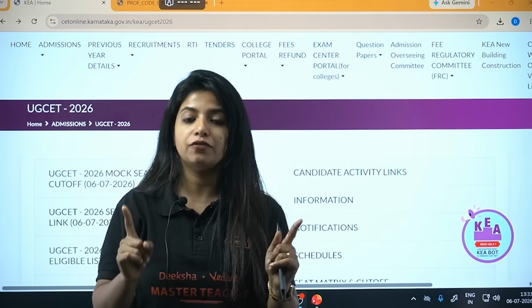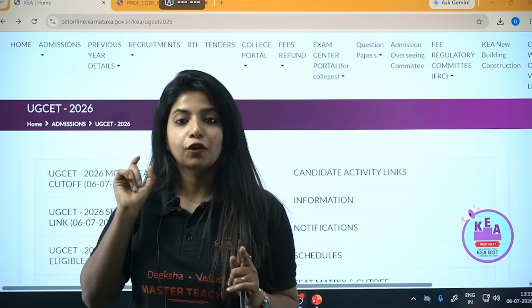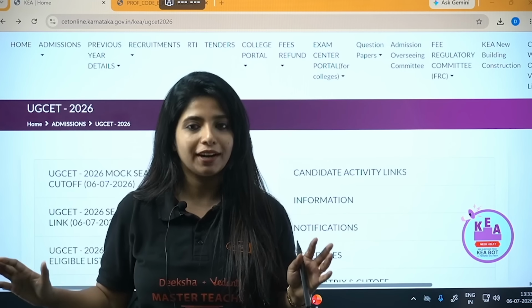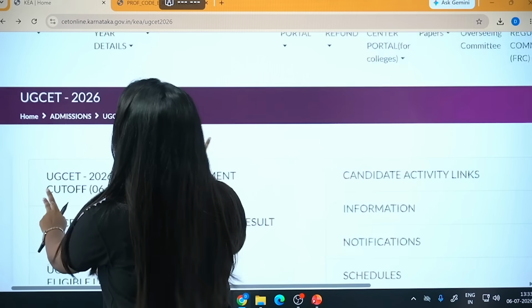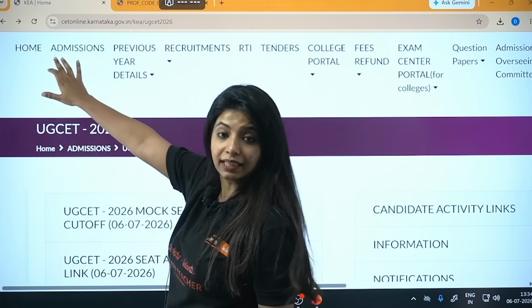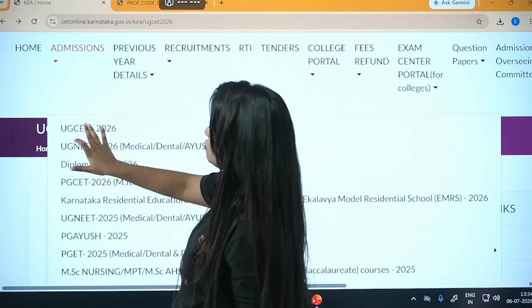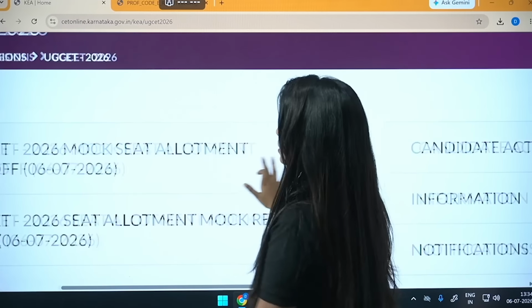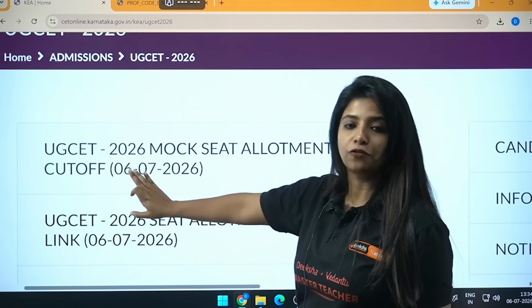Now you have to refer to this cutoff details for refining your option entry list or probably making it from scratch. Where do you get it? First of all, you have to go to KEA's official website. At the top you see admissions, click on UGCET 2026 right over here, and the first thing you will be able to see is the mock seat allotment cutoff list.